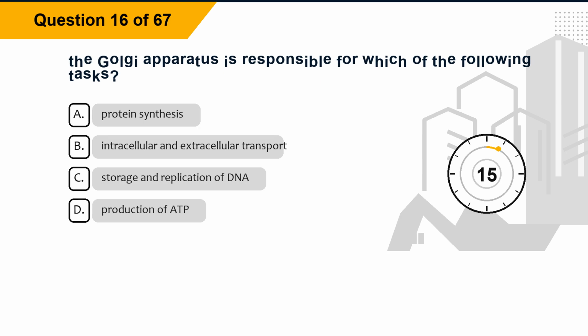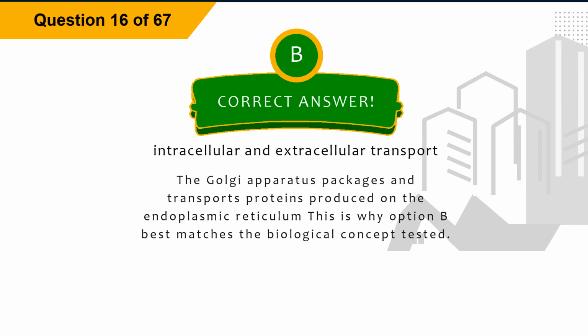Question 16. The Golgi apparatus is responsible for which of the following tasks? Option A, protein synthesis. Option B, intracellular and extracellular transport. Option C, storage and replication of DNA. Option D, production of ADP. The correct answer is option B, intracellular and extracellular transport. Explanation: the Golgi apparatus packages and transports proteins produced on the endoplasmic reticulum. This is why option B best matches the biological concept tested.